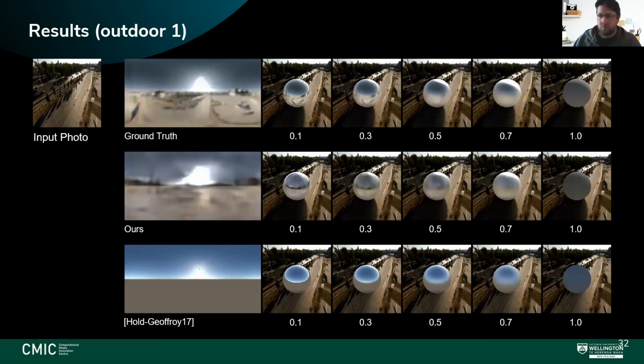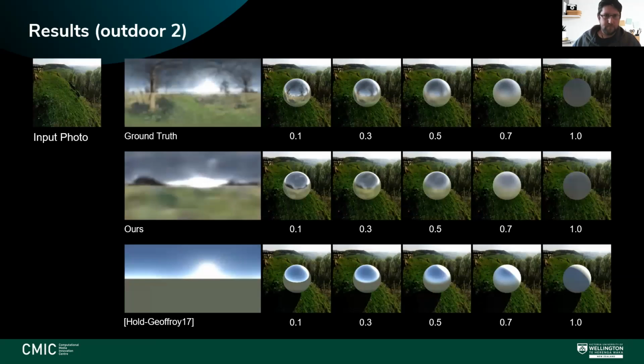So here are some results where the top row is the ground truth for different roughnesses, and the middle is our prediction, and the bottom was the prior work. Prior work did not predict any detail. It was just predicting a model of a light. And so that way we could actually introduce some more detail, and it looked more natural. Another example.